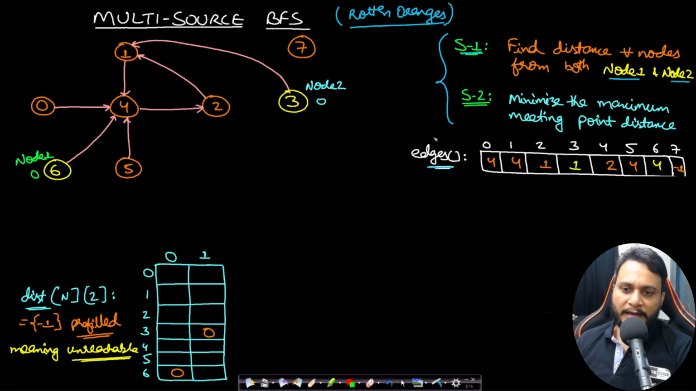So if you have n number of nodes, which is equal to edges.size, then you need to take an array of size n by 2.